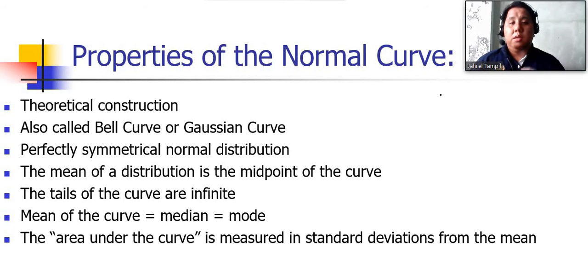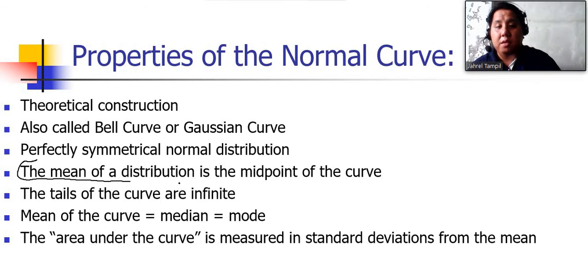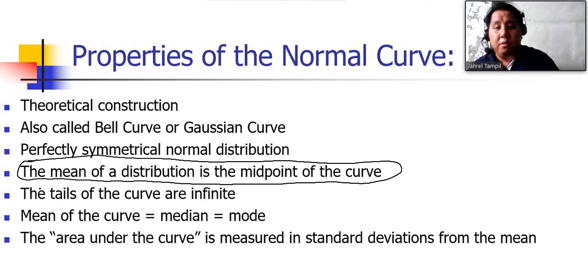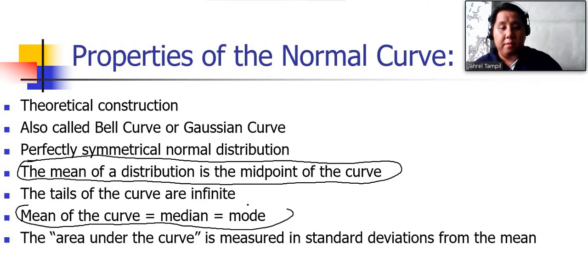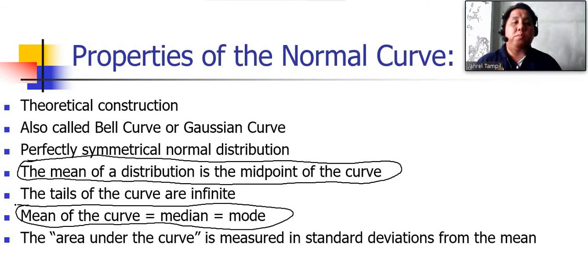These are just some of the properties of the normal curve or the normal distribution, but let me highlight two of the most important and two of the most powerful properties. We have the mean of the distribution is the midpoint of the curve, which is quite similar to this one. Saying that the mean of the distribution is the midpoint of the curve is similar to saying the mean is equal to the median. Further, later on, as you can see, the mean is equal to the median and is equal to the mode. So we don't have to be bothered on which measure of central tendency to use, because whichever we choose, we will just have one same value.